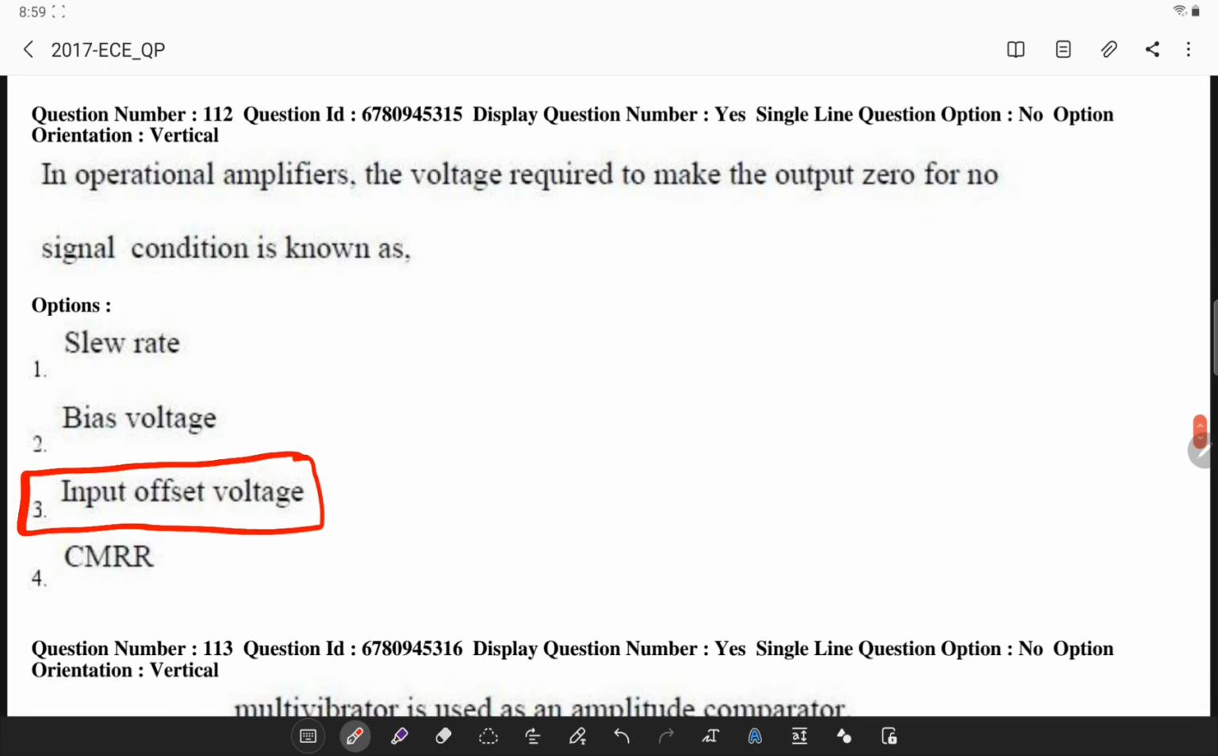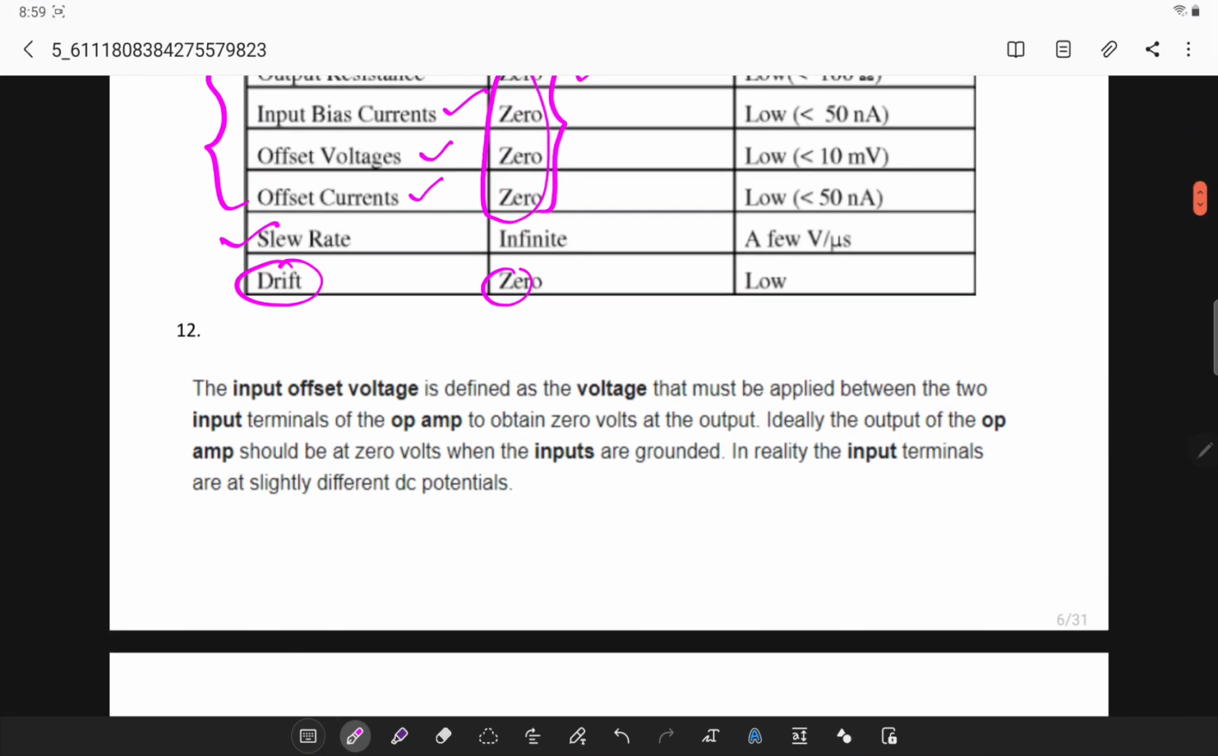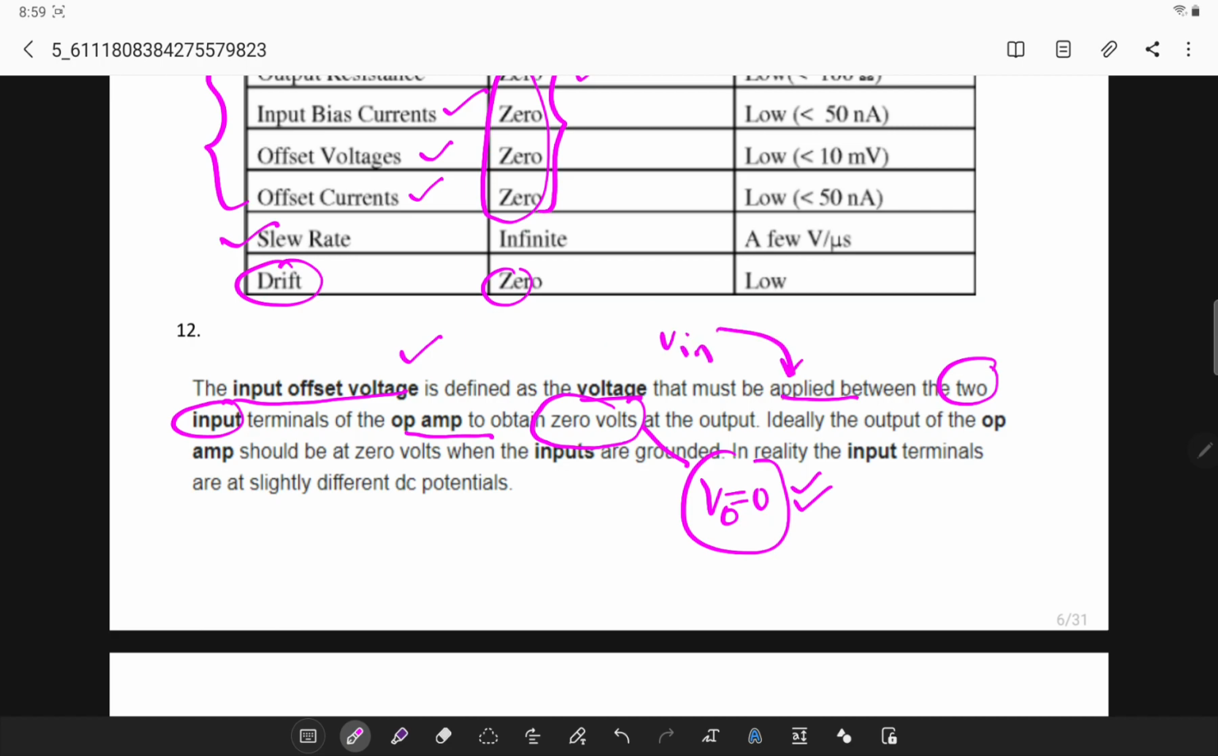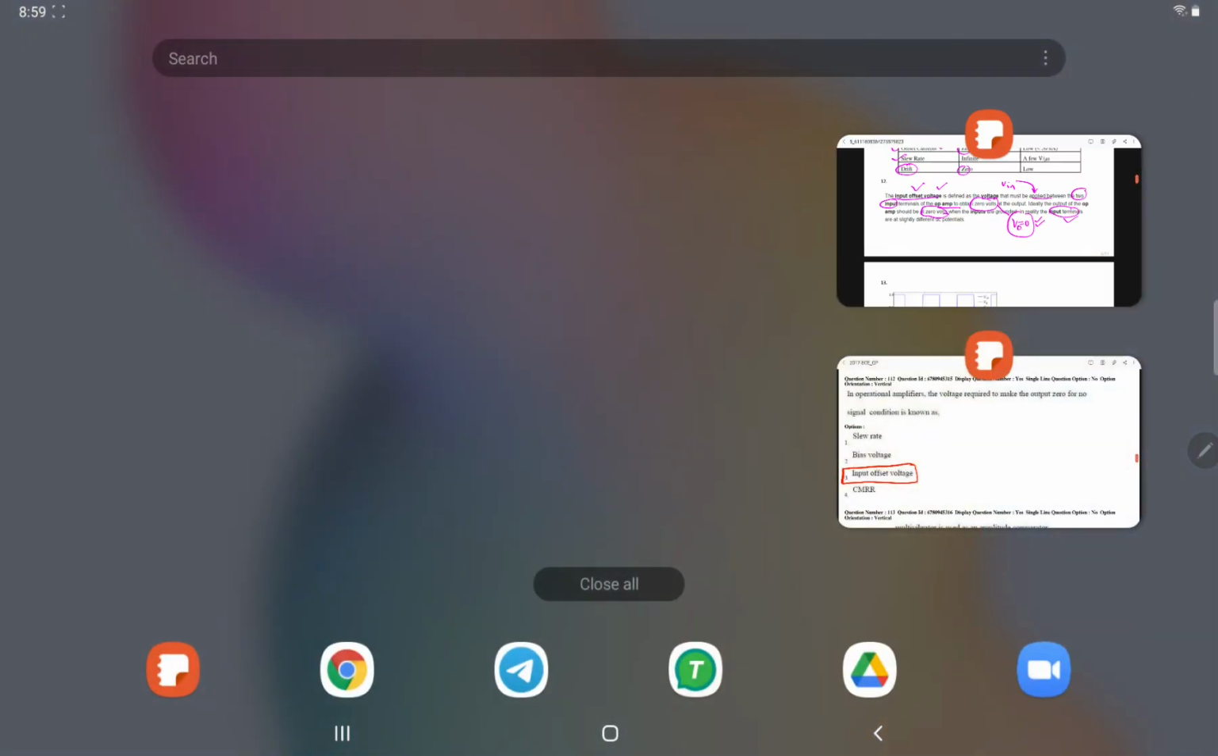This is a direct definition of input offset voltage, because input offset voltage is nothing but the voltage that must be applied between the two input terminals so that the op amp will obtain 0 volts at the output. So to get V0 as 0, the voltage which you have to supply at both the terminals is called input offset voltage. Ideally the output of an op amp should be 0, but because of grounding issues you will have some different DC potential.